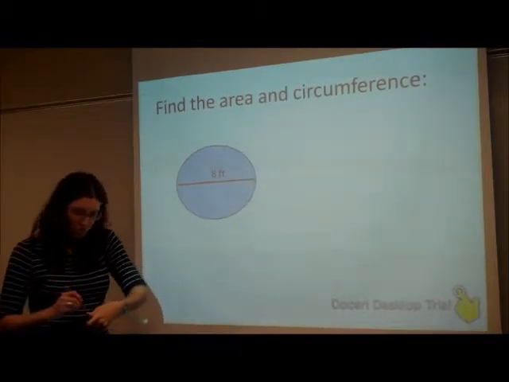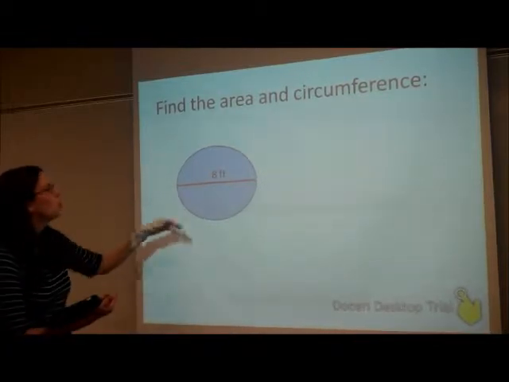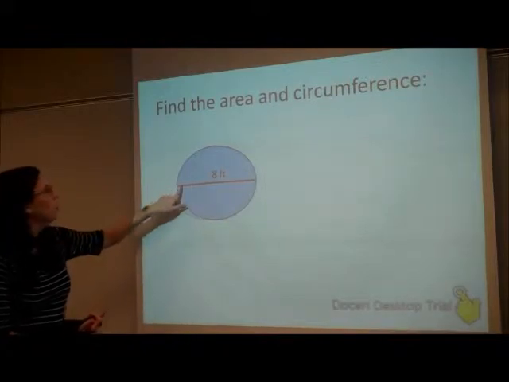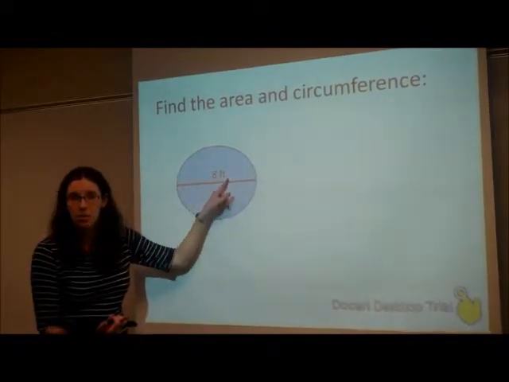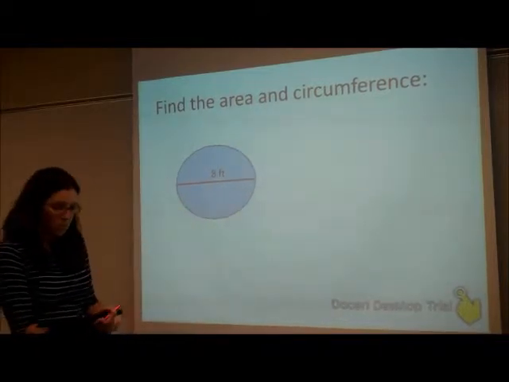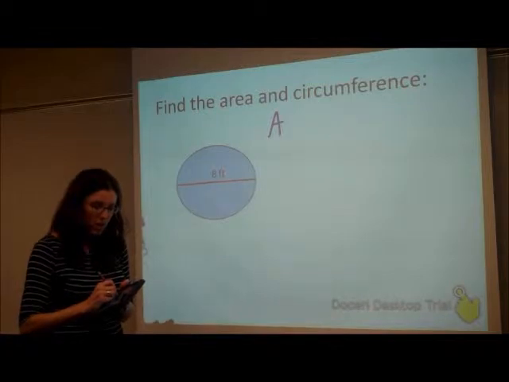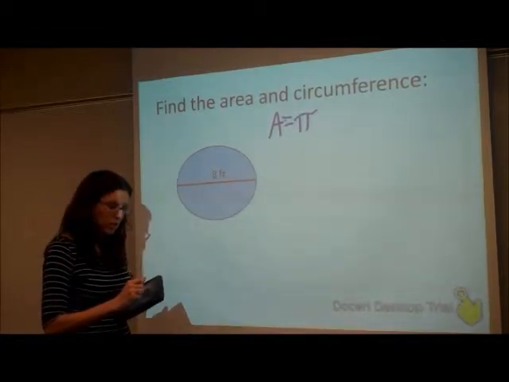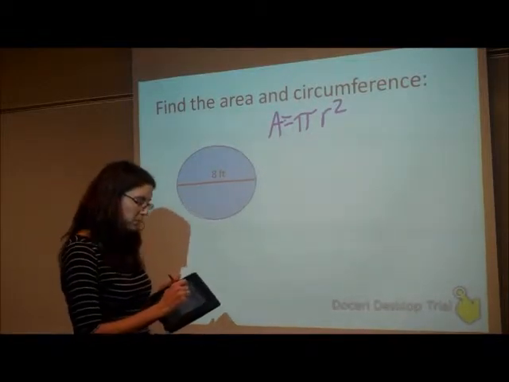Okay, so I'm going to begin first. Do we have the radius or the diameter? Well, since this is going all the way across, this is my diameter. Okay, so for my area, I'm going to start with my area formula. Area equals pi times the radius squared. Just start by writing down your formula.